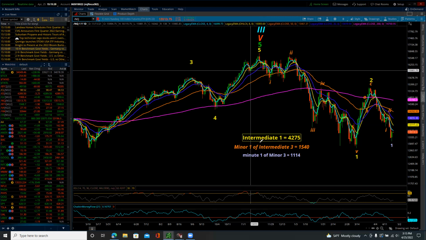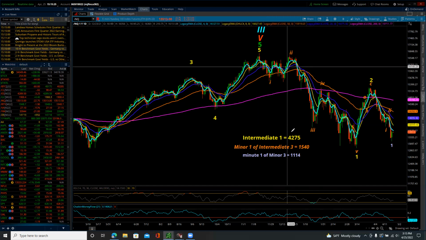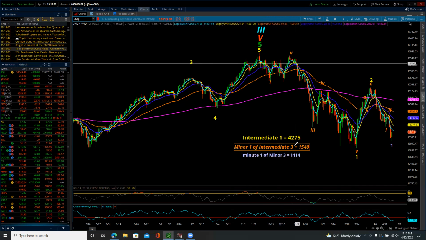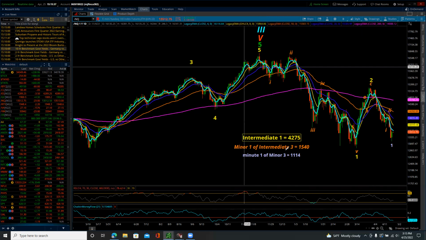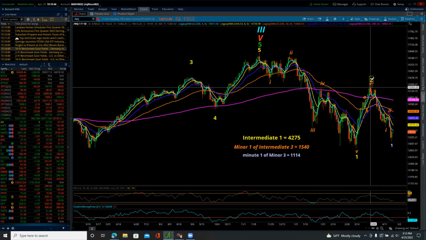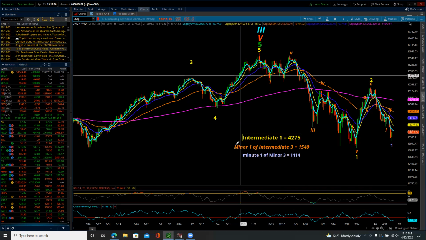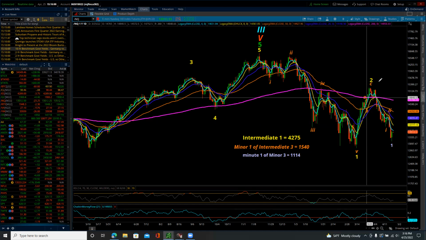In any case, intermediate wave 1, from there to there, equates to 4,275 points. Minor wave 1 of intermediate 3, which is where I believe we are, consists of 1,540. I should have put one more underneath here, and that is intermediate wave 2, and intermediate wave 2 is 2,365 points, I believe. That would go right under here. So we're in an intermediate degree third wave down.